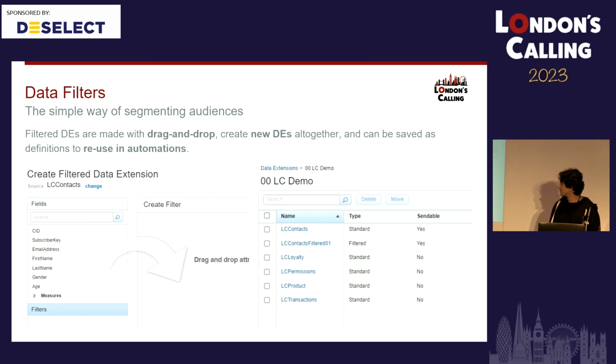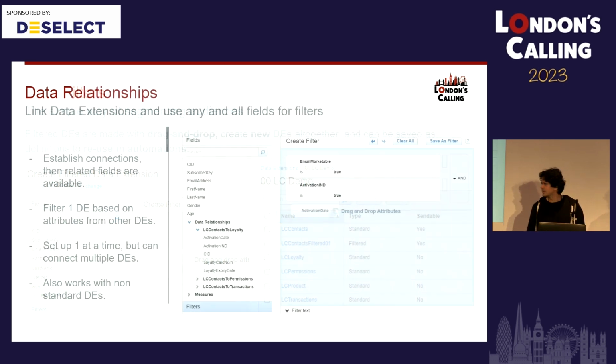Little problem though, data filters. As you can see, I have my little contact fields there, but where are my permissions? Where are my loyalty fields? I can't just send emails to people that haven't opted in. So how do I get around that? And that's where data relationships come in, and they're actually really good.